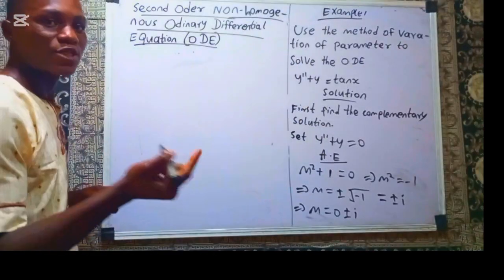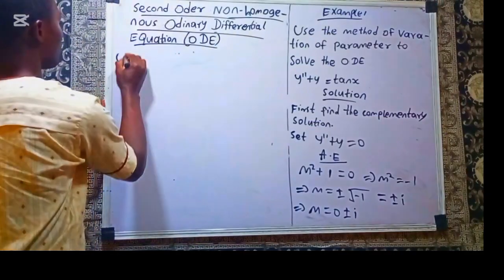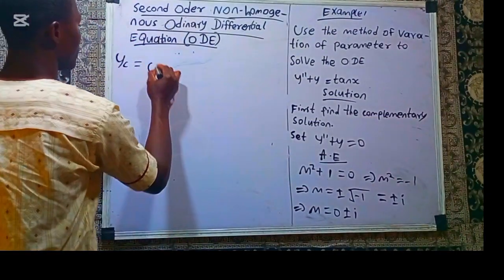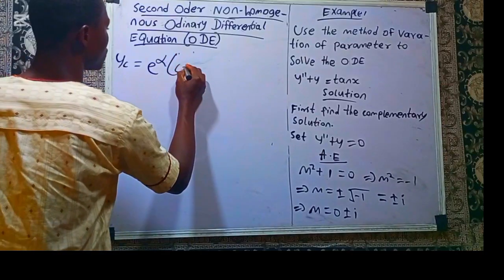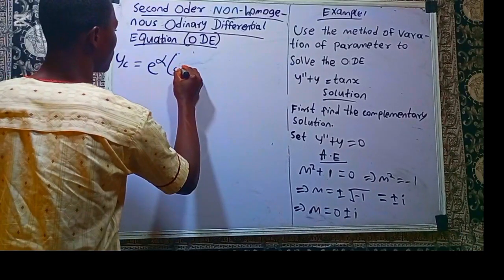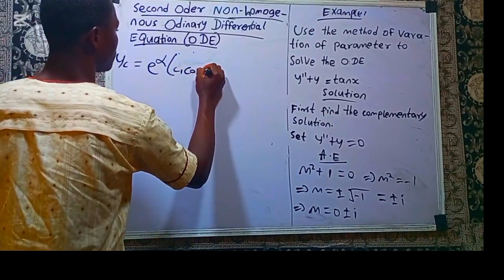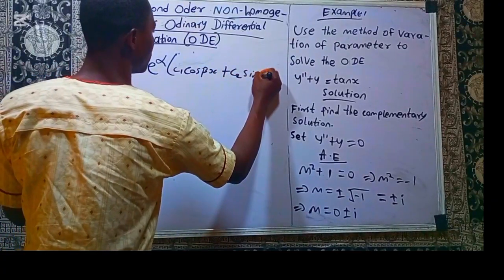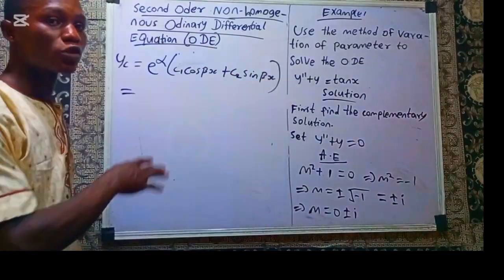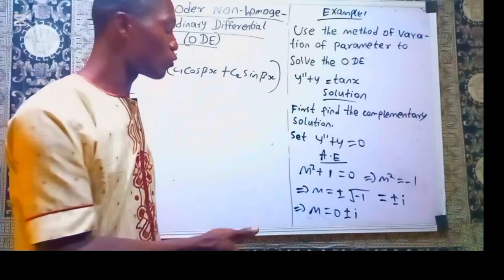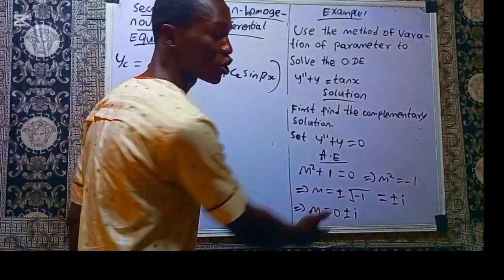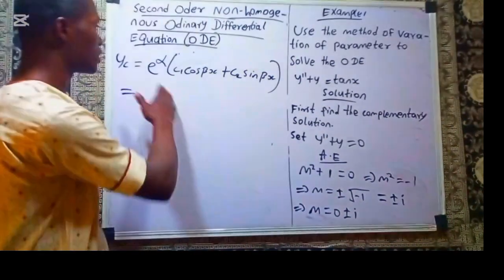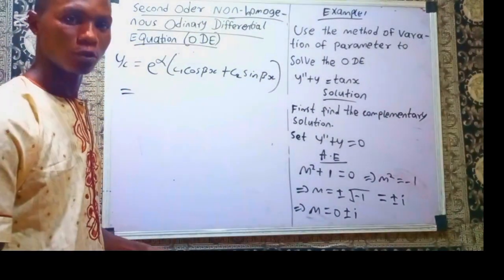So y sub c will be what? Y sub c, which is the complementary solution, will be given by exponential alpha x into c1 cosine beta x plus c2 sine beta x. So this is the general form of the complementary solution when you get what? When you get a complex root. The root we got here is a complex root. So if you get a complex root, this is how your complementary solution will look like.